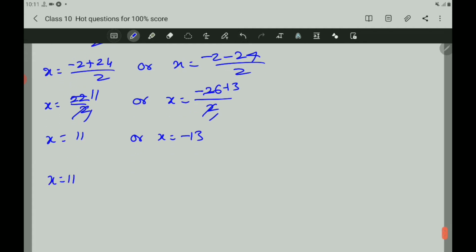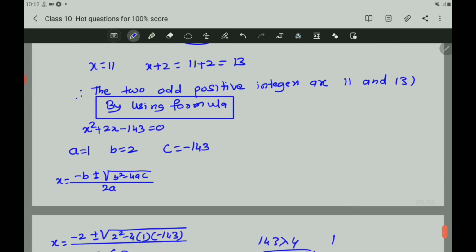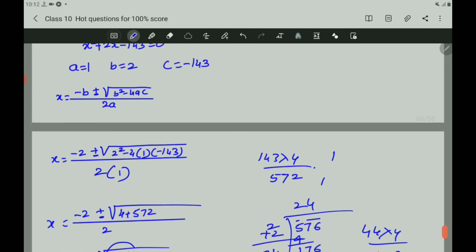x equals 11 and x plus 2 equals 11 plus 2, that equals 13. Here also you got the same value, but it takes more time. If you know the method of factorizing, then it becomes easy for you and saves the time. But if you don't know the method of factorizing by taking the sum and the product, use the formula.